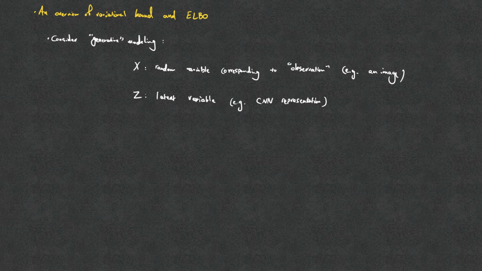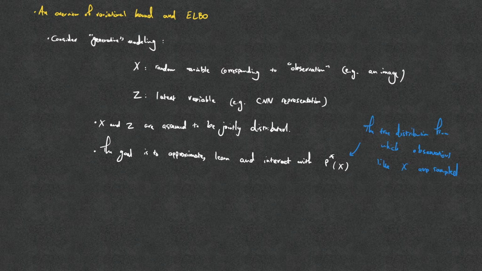For example, the CNN representations, or like a label or something like that. So you have X and you have Z. You assume that X and Z are jointly distributed. In other words, you assume that there is a connection between them, otherwise the whole thing would not be meaningful. Your goal in generative modeling of this concept is to approximate, learn, and interact with the true distribution that these observations actually come from.